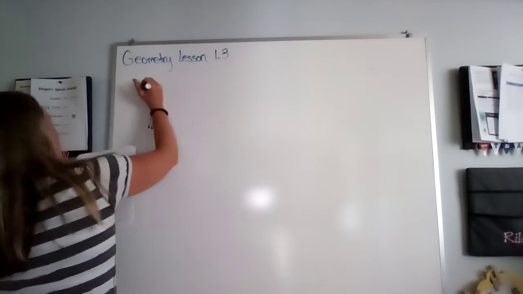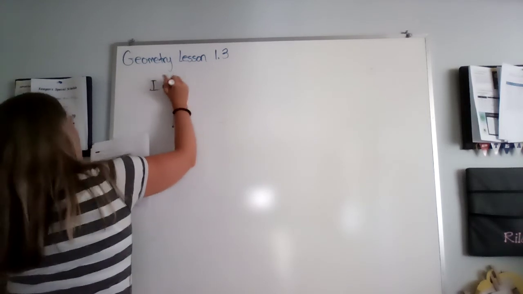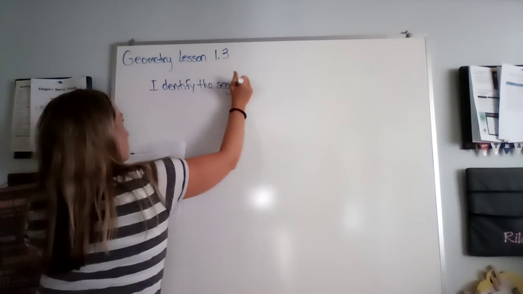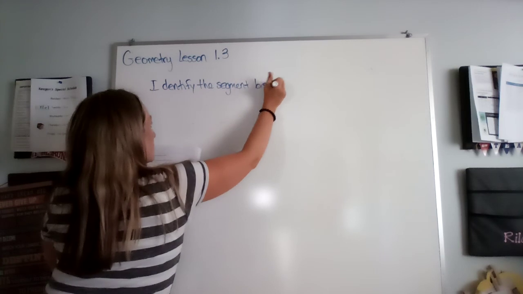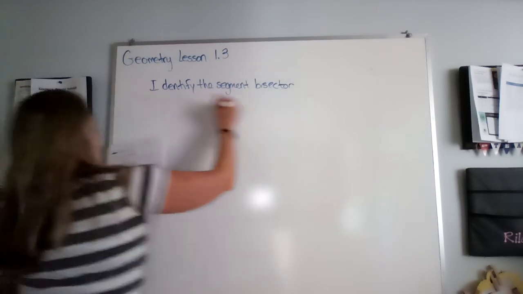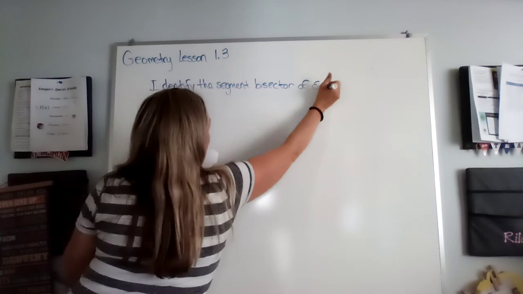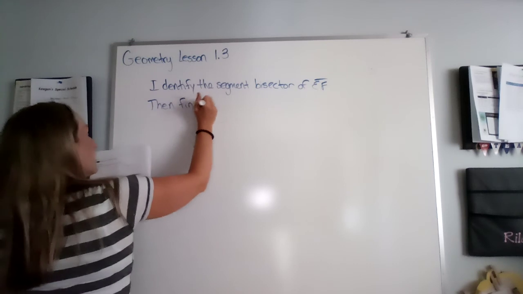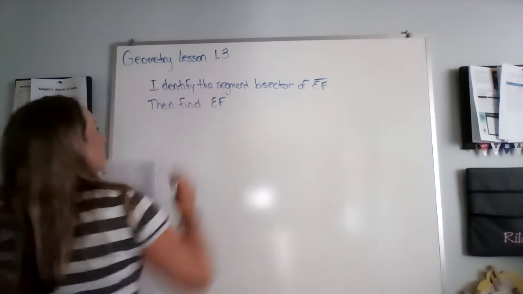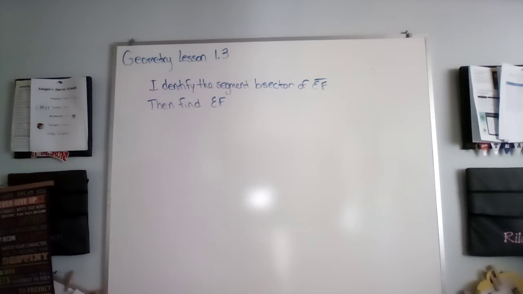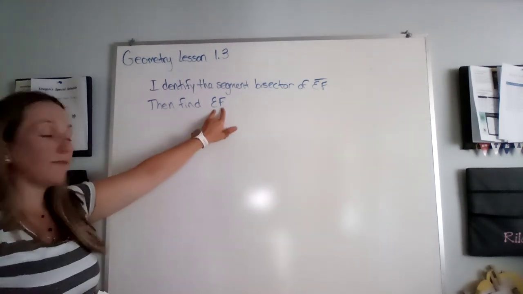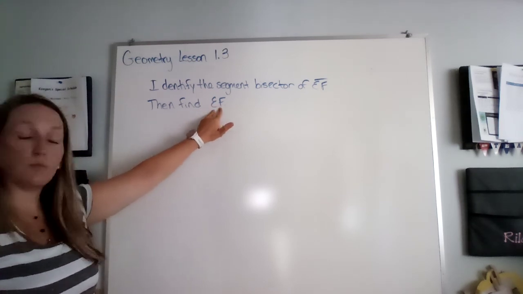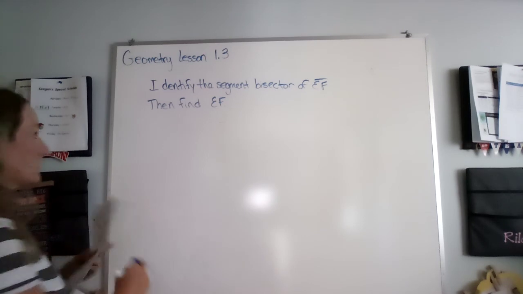So what I mean by that, I'll just write it down. Identify the segment bisector of EF, of segment EF, and then find EF. So knowing notation and understanding what this question is asking you to do. When it says then find EF, what does that mean? Hopefully you guys remember that means find the distance from point E to point F. Find how long, what the length is of segment EF.